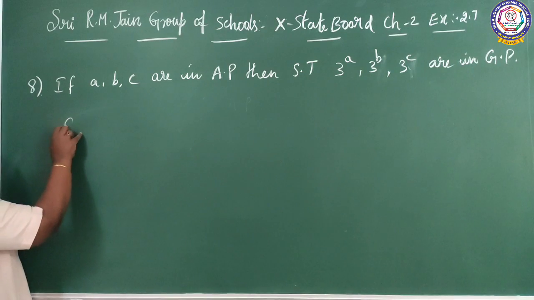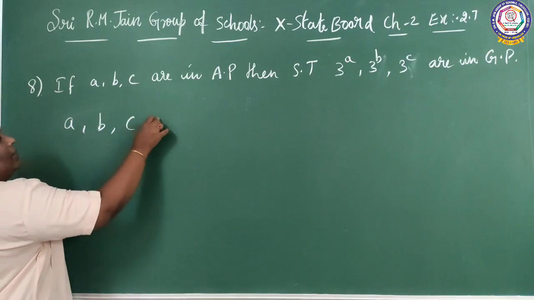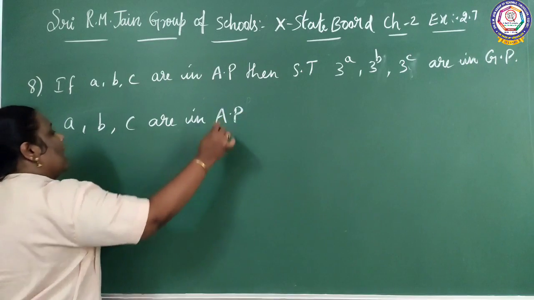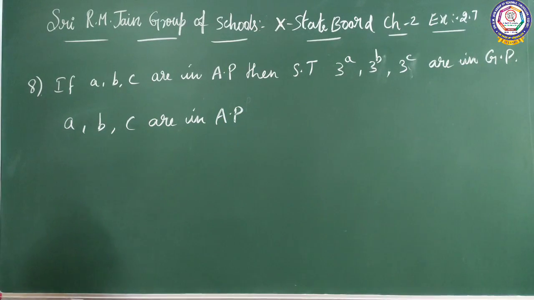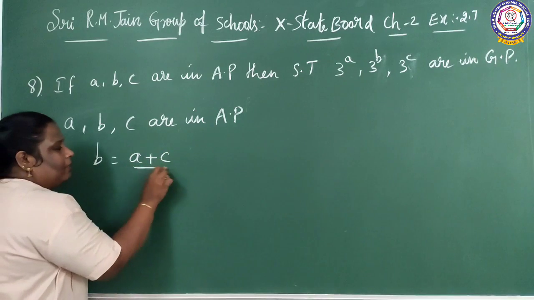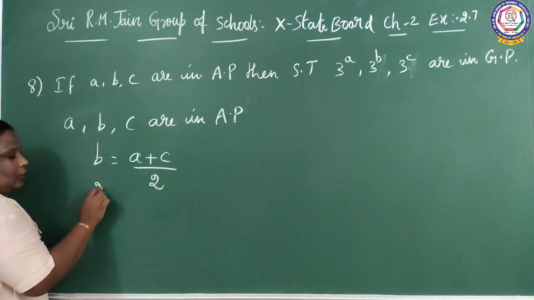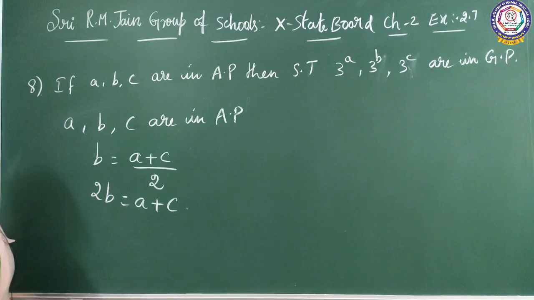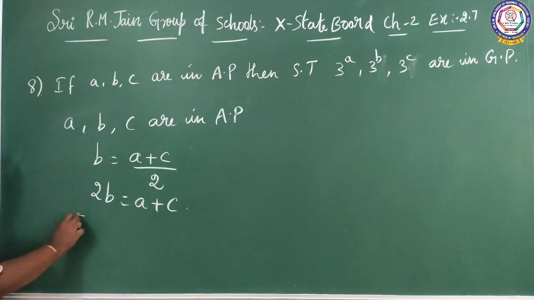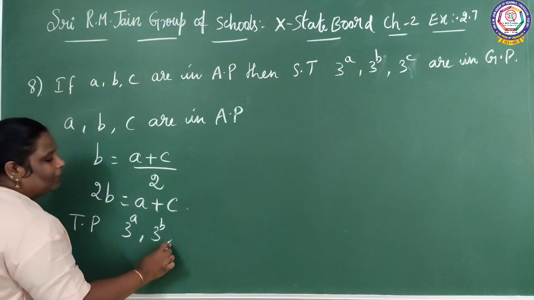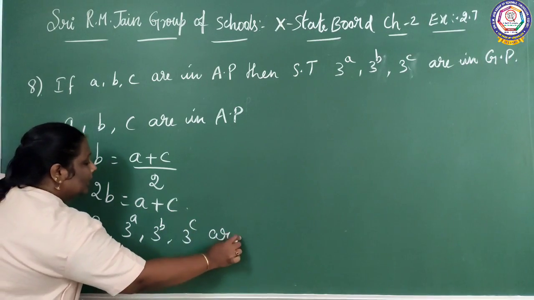If the terms a, b, c are in AP, what is the meaning of AP? Arithmetic progression. What is the condition for AP? b equals (a plus c) by 2. So 2b equals a plus c. To prove, what we have to prove? To prove 3 power a, 3 power b, 3 power c are in GP.